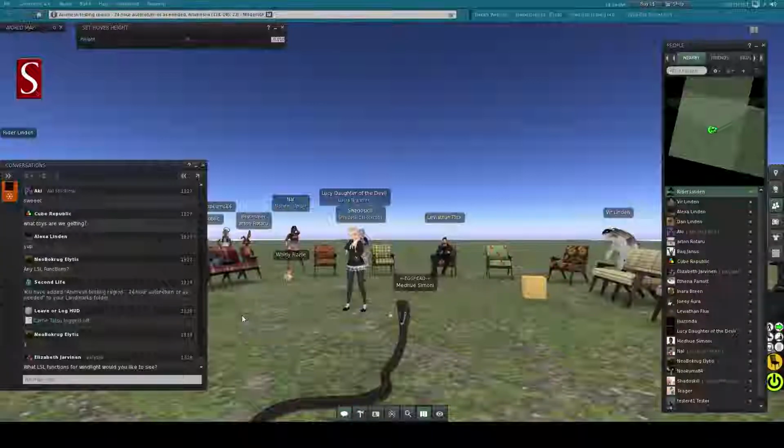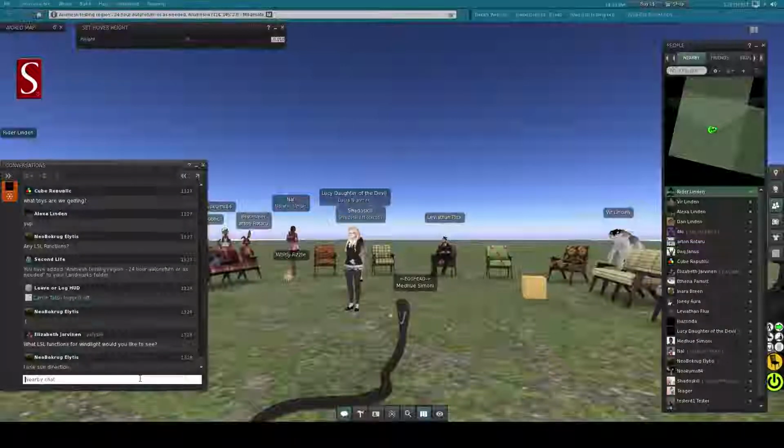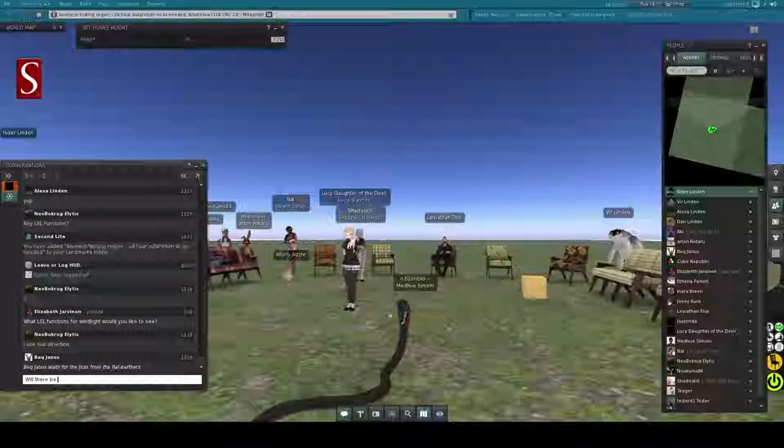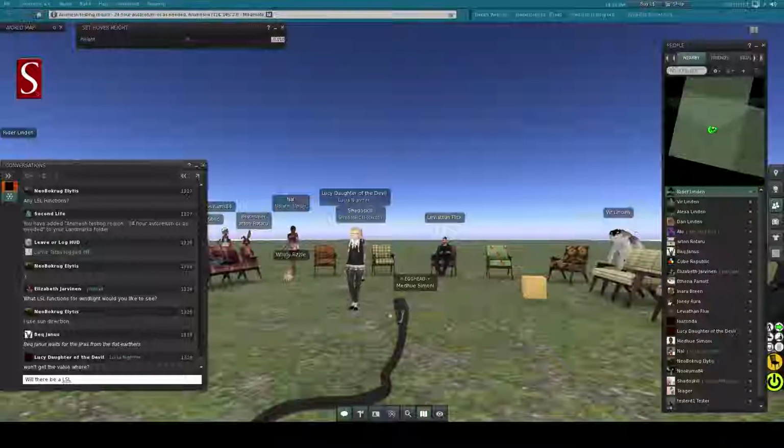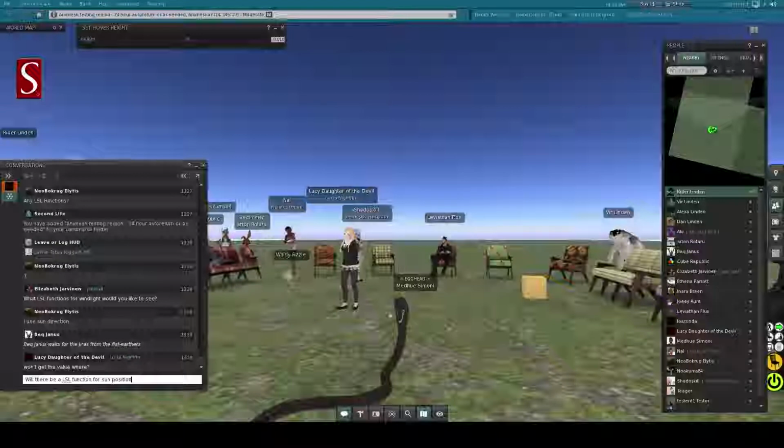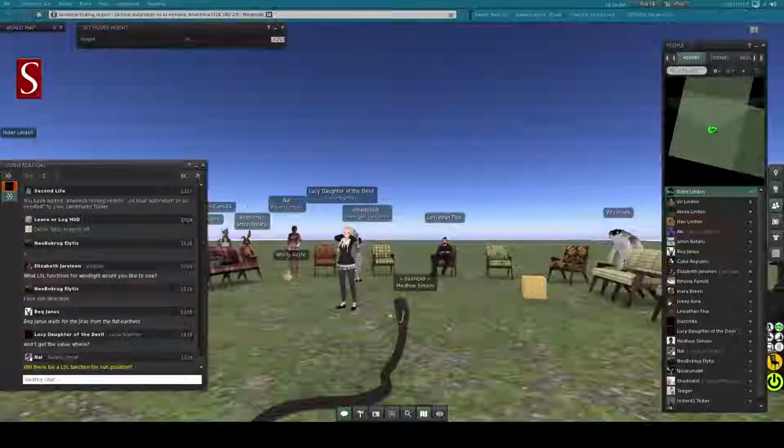Because the sun direction will now be calculated based on the sun's actual rotation based on the environment, as opposed to the Linden sun. Since I've taken out the Linden sun, you won't get that value anymore. You will be able to use it again. It won't get the value for the actual direction to the sun, Lucy. I just shorted that path to the LSL.